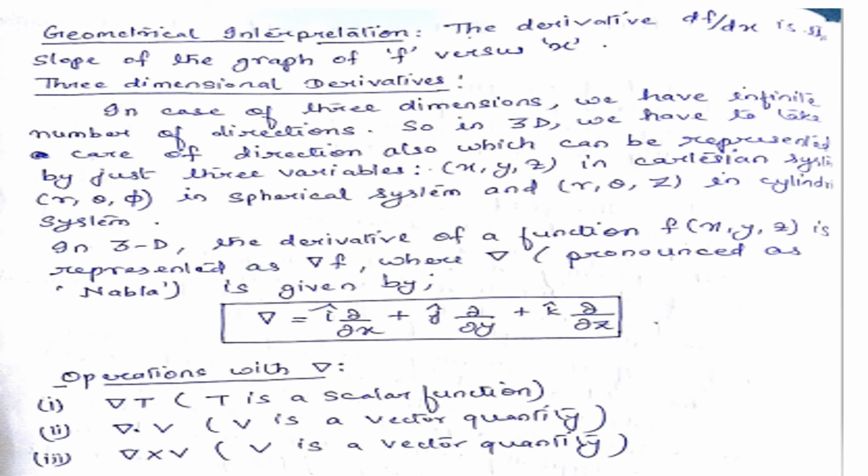Now what about the three-dimensional derivative? What do I mean by three-dimensional derivative? If you are considering three dimensions x, y and z, in three dimensions we have an infinite number of directions. So in 3D we have to take care of direction also, which can be represented by three variables. What are those three variables? x, y, z in the Cartesian system, r, theta, phi in the spherical system, and r, theta, z in the cylindrical system.